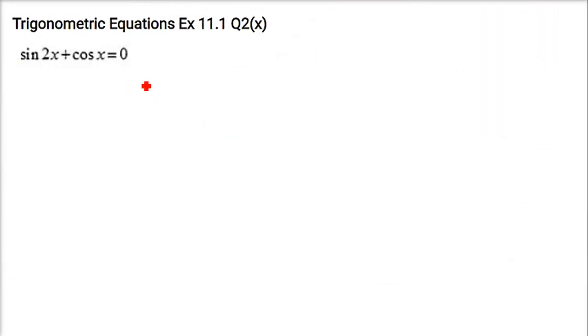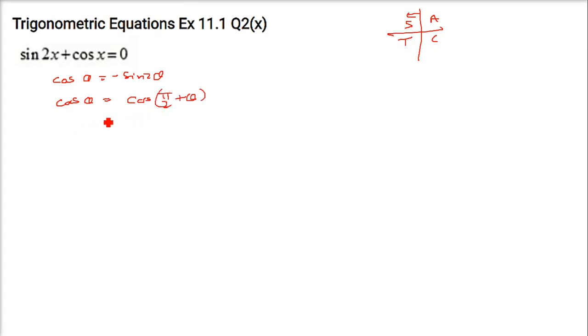We have sin 2 theta plus cos theta equal to 0. So now you can write this as cos theta equal to minus sin 2 theta. This sin 2 theta can be written as cos of pi by 2 plus theta, because we know all sugar to coffee, all school to college. So cos of pi by 2 plus theta, here it will be negative. So we can write this as cos of pi by 2 plus 2 theta. Right? So now you can just solve it.